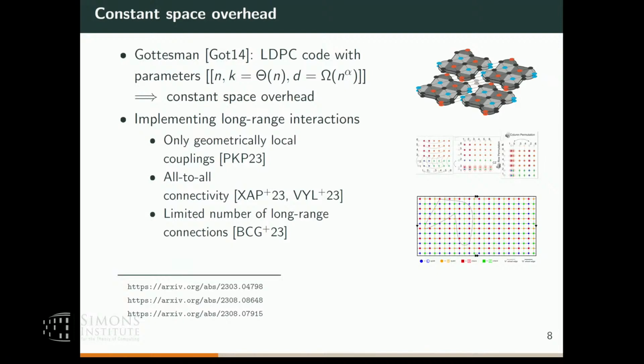Okay, so this is just to say that long-range interactions do not preclude the implementation of these LDPC codes. One other condition that is needed to use this theorem is that we need to have an efficient decoder if we're not assuming that classical computation is free. And so this brings me to the next part of my talk, which is how we can decode certain families of LDPC codes.